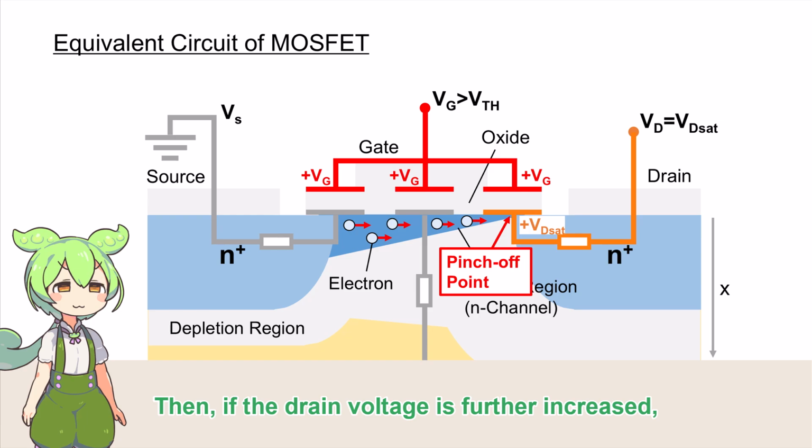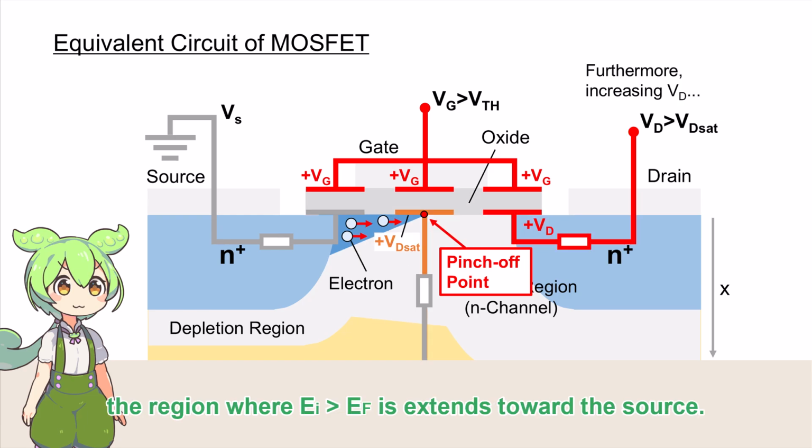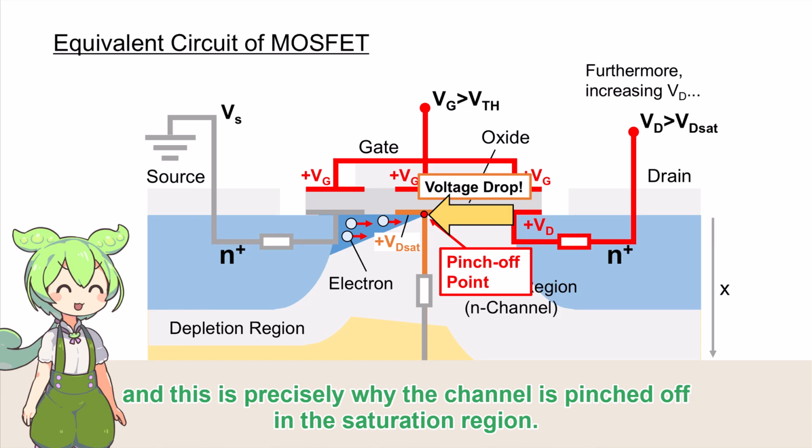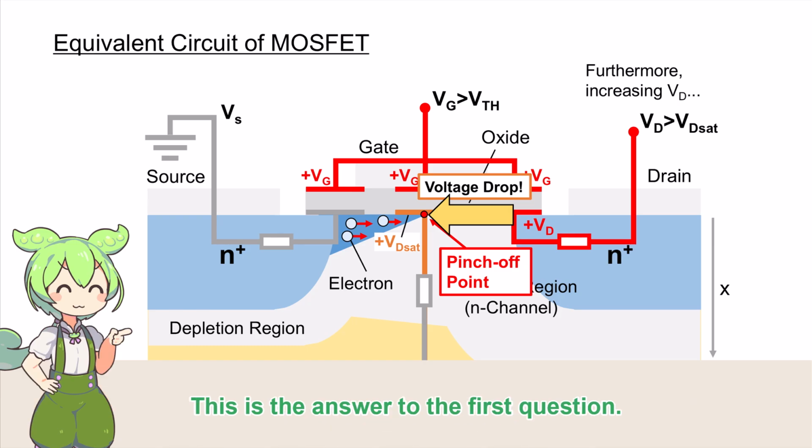Then, if the drain voltage is further increased, the region where Ei is larger than Ef extends toward the source. This means that the region where the inversion layer disappears expands toward the source. And this is precisely why the channel is pinched off in the saturation region. This is the answer to the first question.